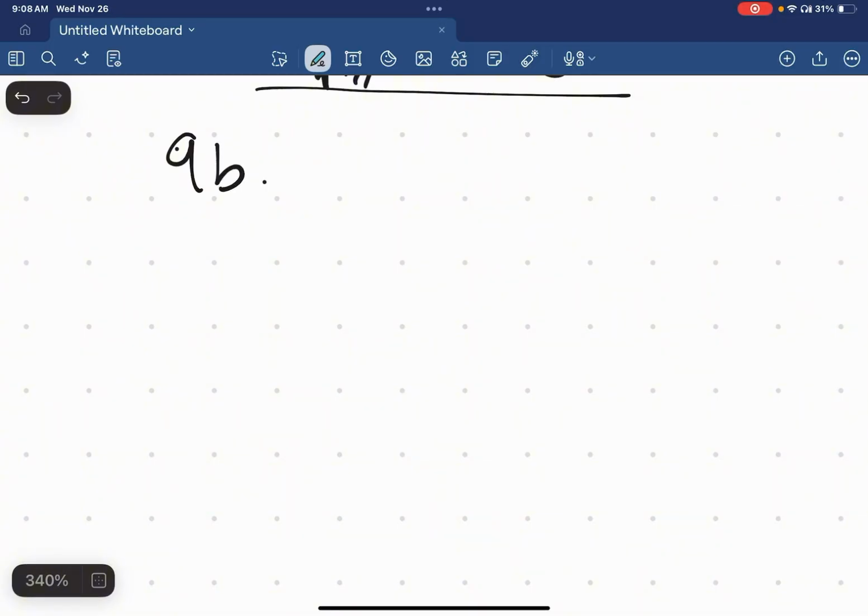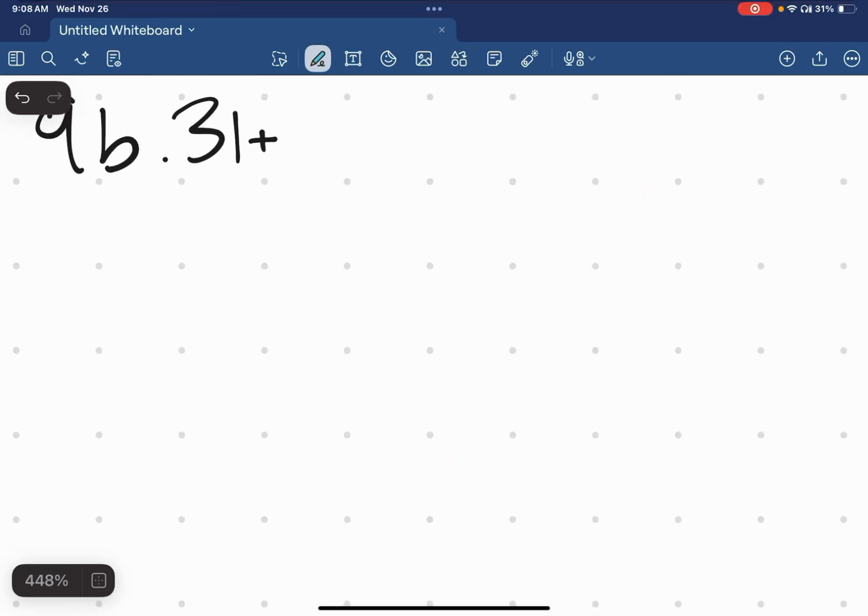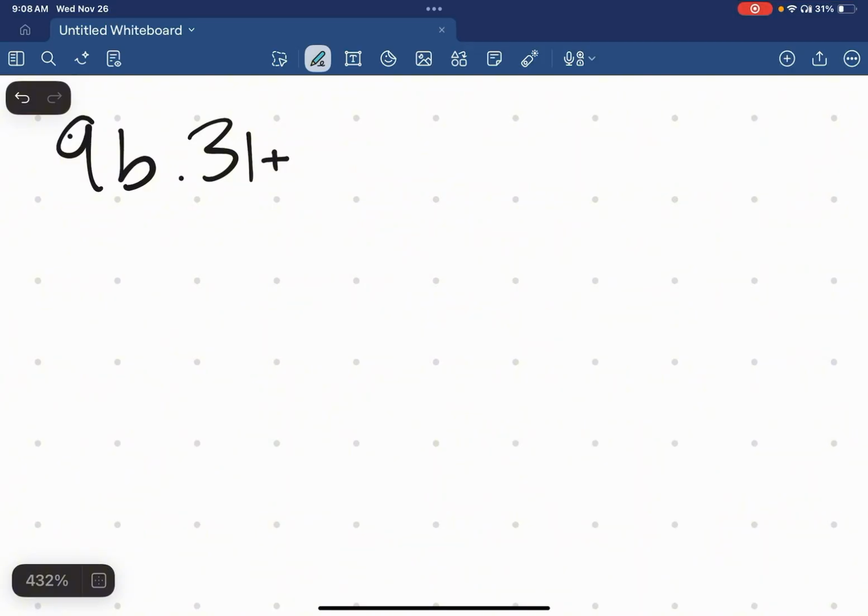Okay, 9b. We're given the numbers, let me find it, 31 plus 40 plus 49 dot dot dot plus 500 and 517. Hopefully that zoom in helps. Okay.